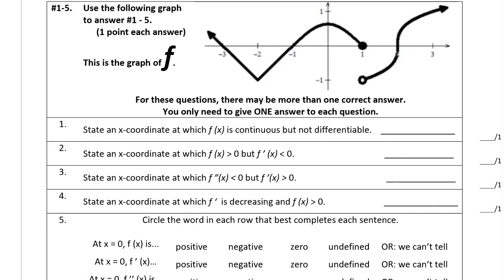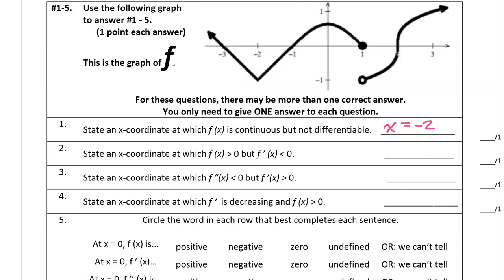They are talking about a cusp or a sharp turn. And I see that we've got a sharp turn right here. So f is continuous but not differentiable at x equals -2. There's no break in the graph, that's why it's continuous, but it is not differentiable because you can't take the derivative at a sharp turn.